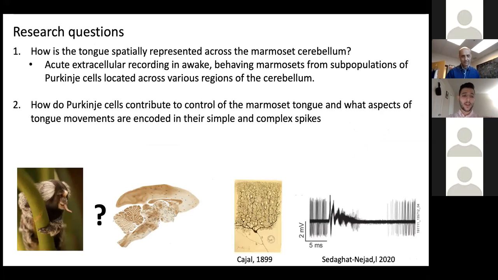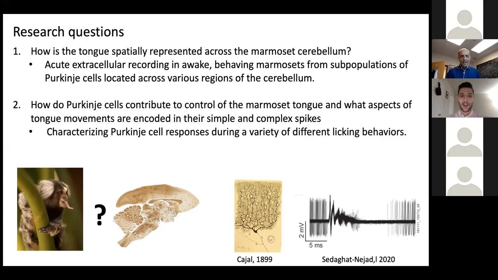And then the second question is, how exactly do Purkinje cells contribute to control of the marmoset tongue, and what aspects of tongue movements are encoded in their simple and complex spikes? To get at this, I hope to characterize Purkinje cell responses during a variety of different licking behaviors and essentially look for patterns.